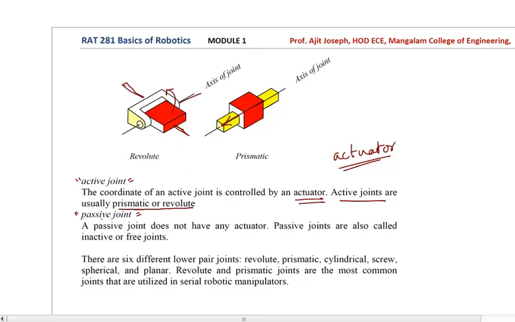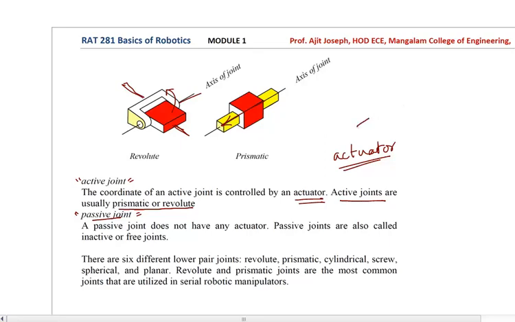Okay. Next is the passive joint. Passive joint means it does not have any actuator. There is nothing that will basically move the joint, and so it's called a passive joint. Now you might be asking, what is the use of such a joint?